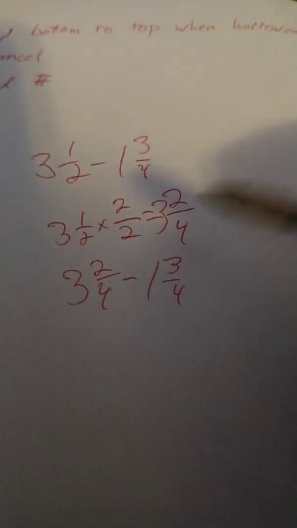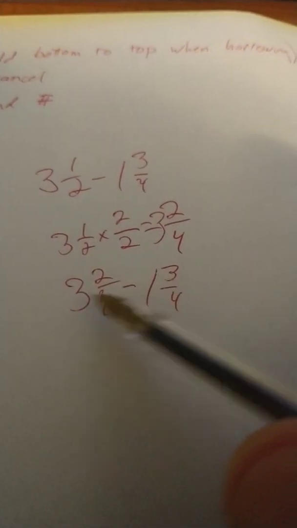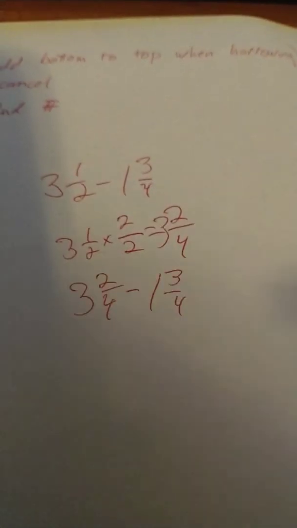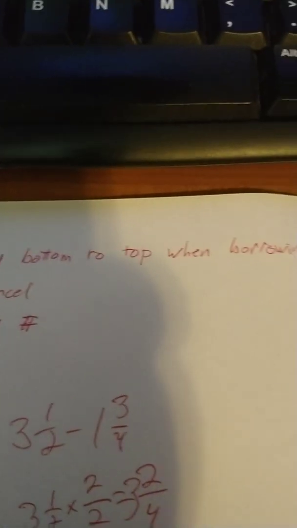Where a lot of people go wrong is they'll do 3/4 minus 2/4. No, when we do math, we work from left to right, for crying out loud. So 2/4 minus 3/4, can we do it? No, we can't. So we borrow, and remember, when we borrow, add the bottom to top when borrowing. So the big 3 turns into a big 2.